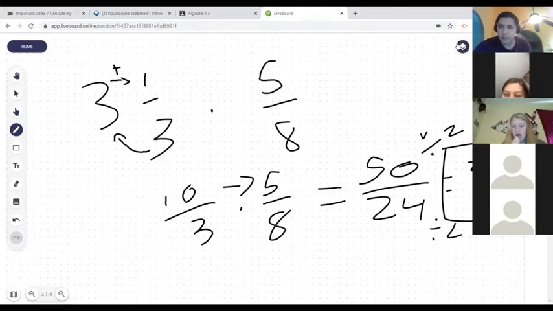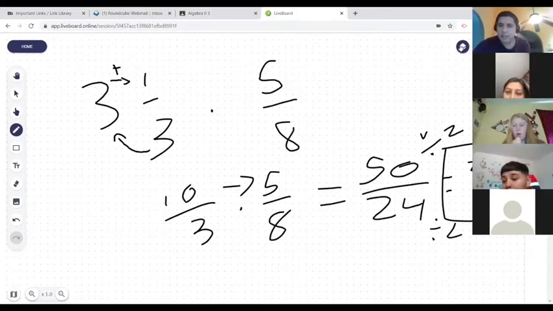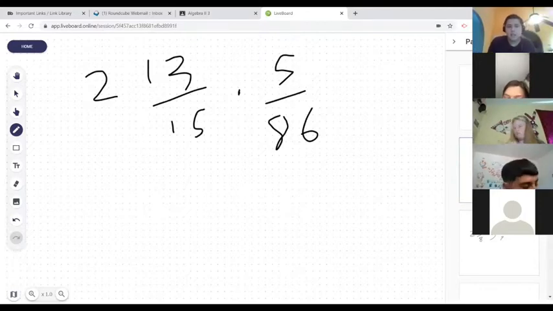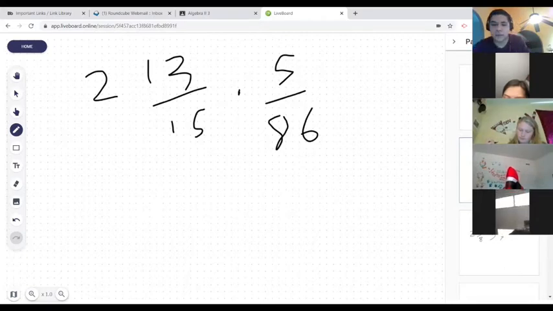Okay, the second one, if you see, this is where the button is to go to the other problems. I didn't have that. All right, that's okay. But anyways, let's go to this one. Let me write that down real quick. It's 2 and 13 over 15 times 5 over 86. Hold on, getting a paper.